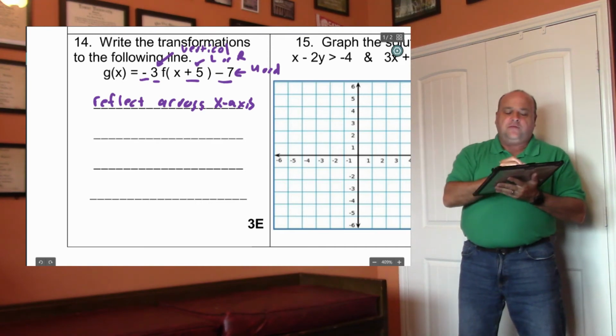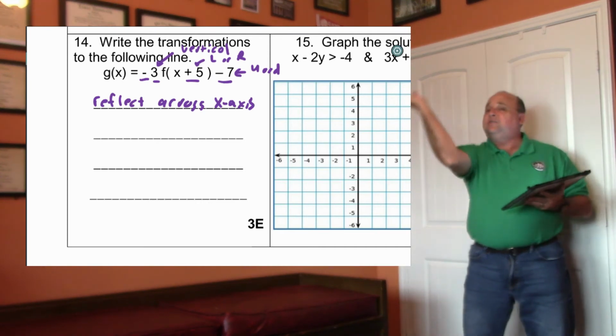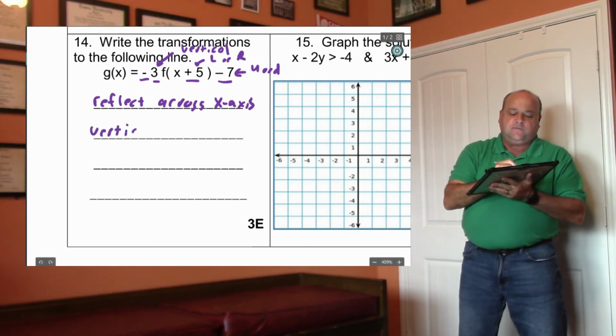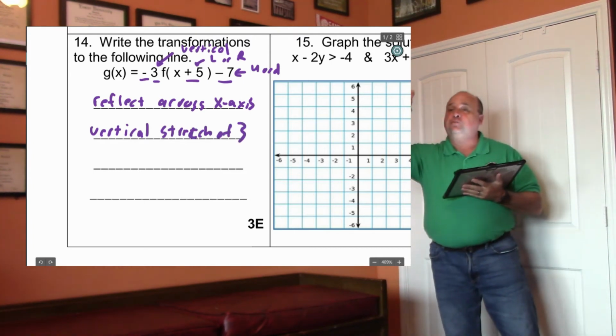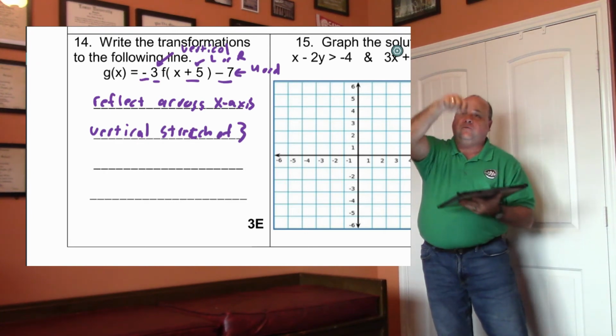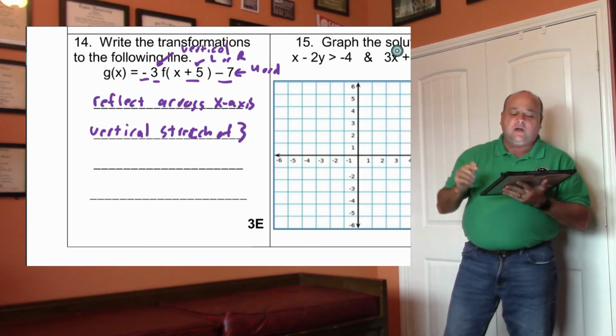Okay, the 3 is going to increase the slope, which is a vertical stretch. So a vertical stretch of 3. If that 3 were smaller than 1, it would be a vertical compress. So it's either a vertical stretch or vertical compress. Long time since we've done these.